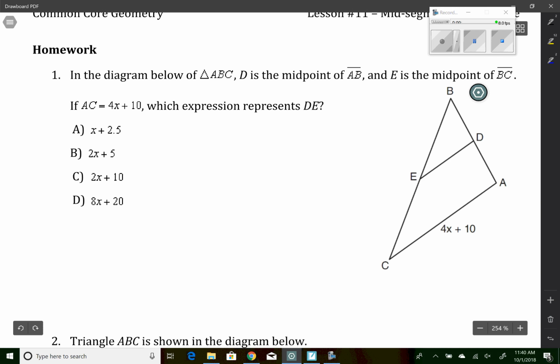This is actually the first of many times that we're going to mention the mid-segment theorem, but today we're just using the concept of triangles and parallel lines to do some of the work here.